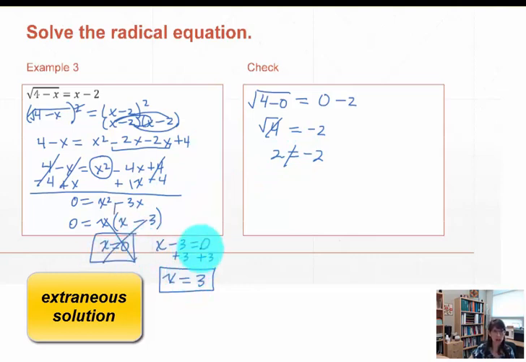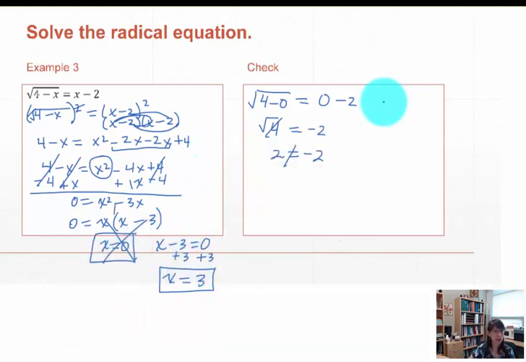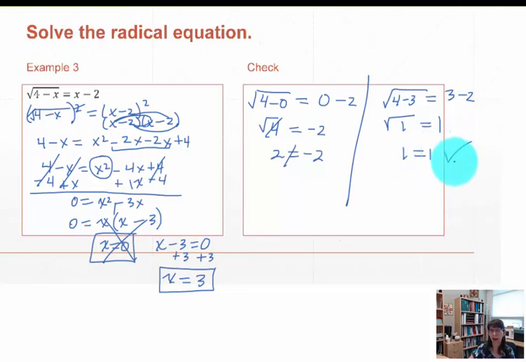Next, we'll check positive 3. So that means we would have square root of 4 minus 3 equal to 3 minus 2. Square root of 1 equals 1. 1 equals 1. That does work. So we will keep our solution of x equals 3.